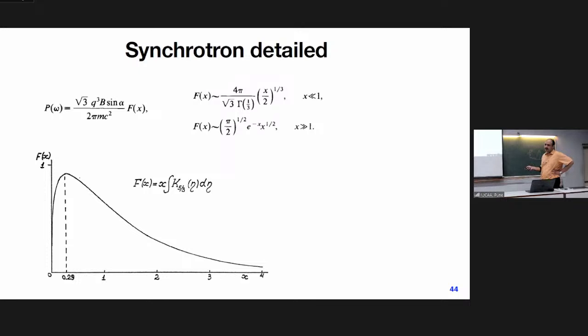Firstly, note that this is a broad spectrum. The energy is not peaked at a certain frequency. Just because the electron was gyrating with a Larmor frequency doesn't mean that the energy would also peak at that frequency. If the electron was non-relativistic, then you would have energy at the Larmor frequency and its harmonics. In this case, the peak of this distribution is almost 0.3 times the critical frequency. The x-axis is x, which is omega by omega_c.